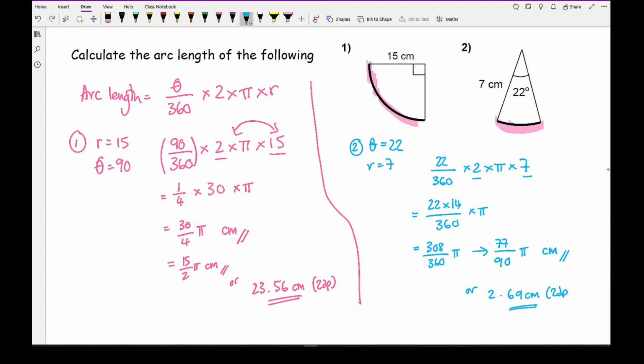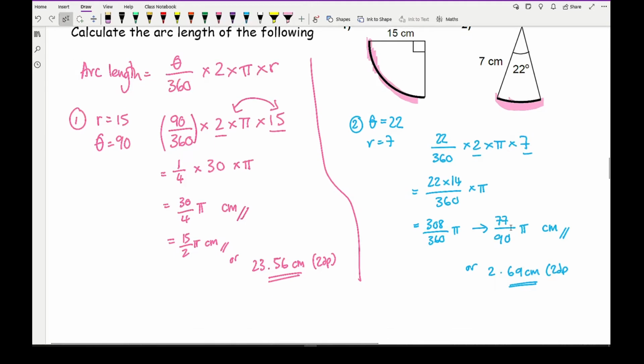And there we go. Now you will find, using your common sense, that if theta is big, then you'd expect your answer to be relatively large. If theta is small, you would expect your answer to be small, because like I said, just use your common sense of the sort of length of the actual arc that you are working with.